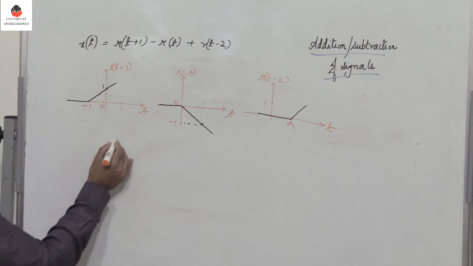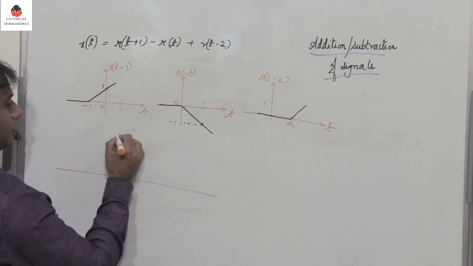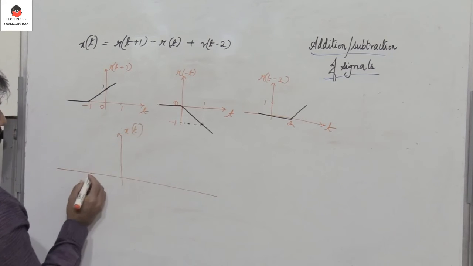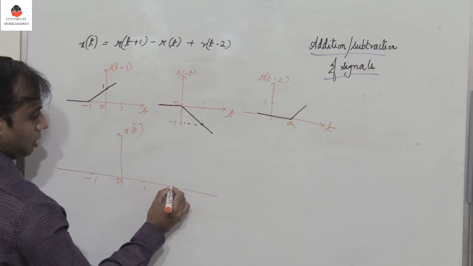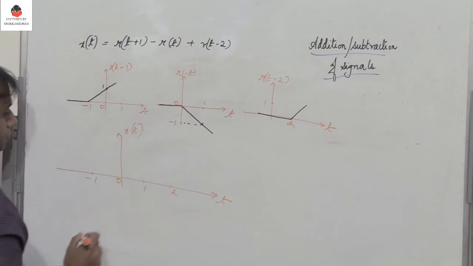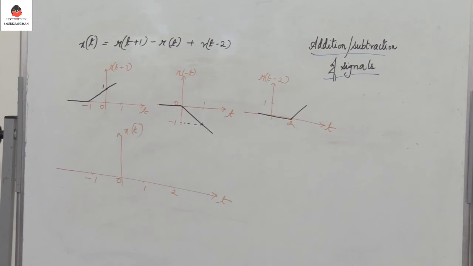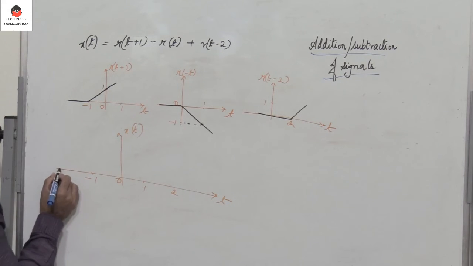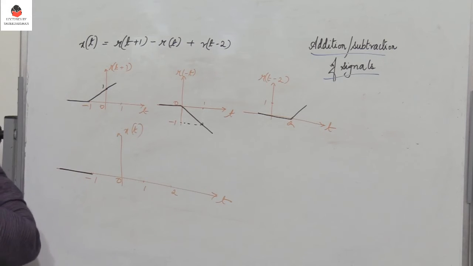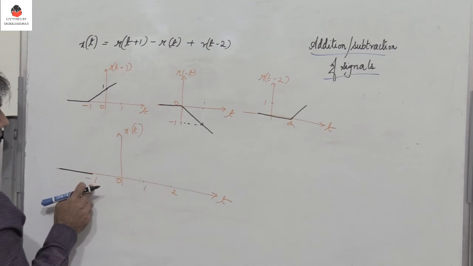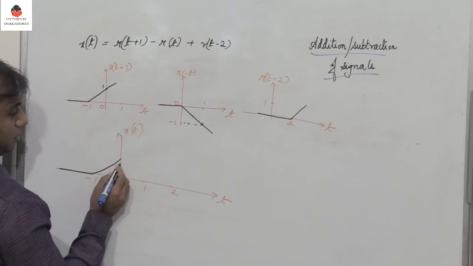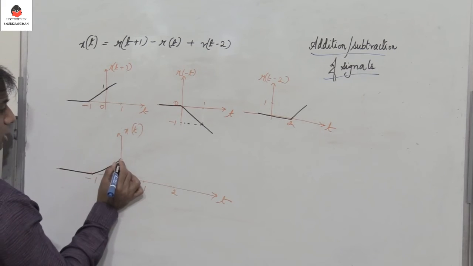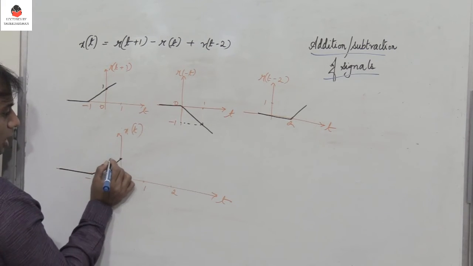So what is the resultant waveform? You have x of t, then I have the transitions which happen at -1, 0, 1 and 2. From -infinity to -1, the signal is 0. Observe from -1 to 0, you have the signal increasing with a slope equal to 1, right? So at t equal to 0, the amplitude will be 1.